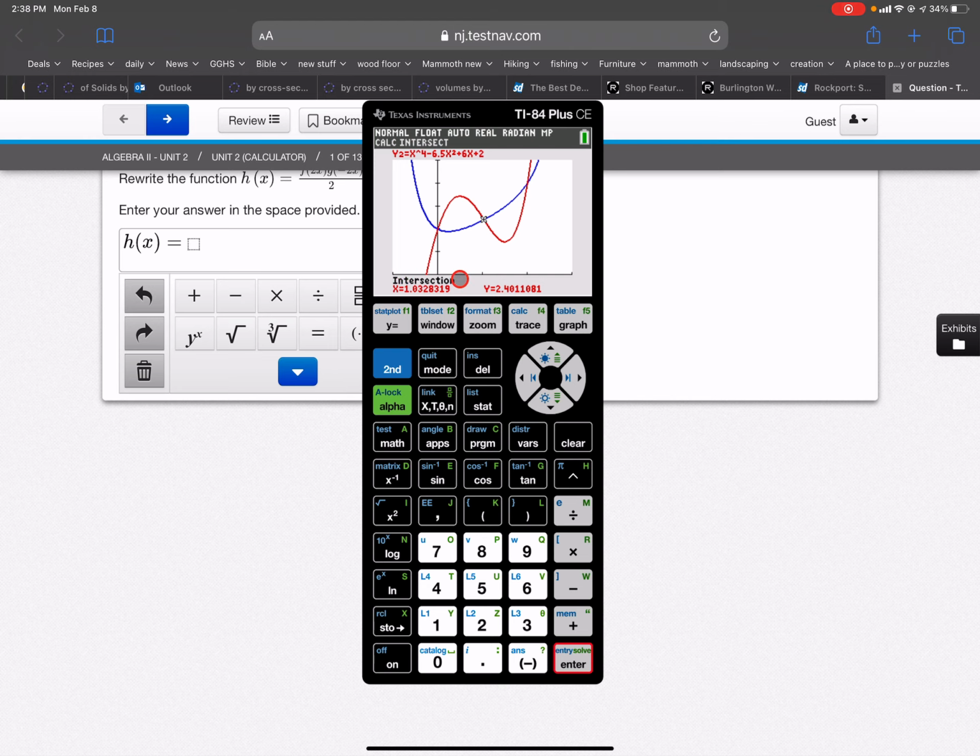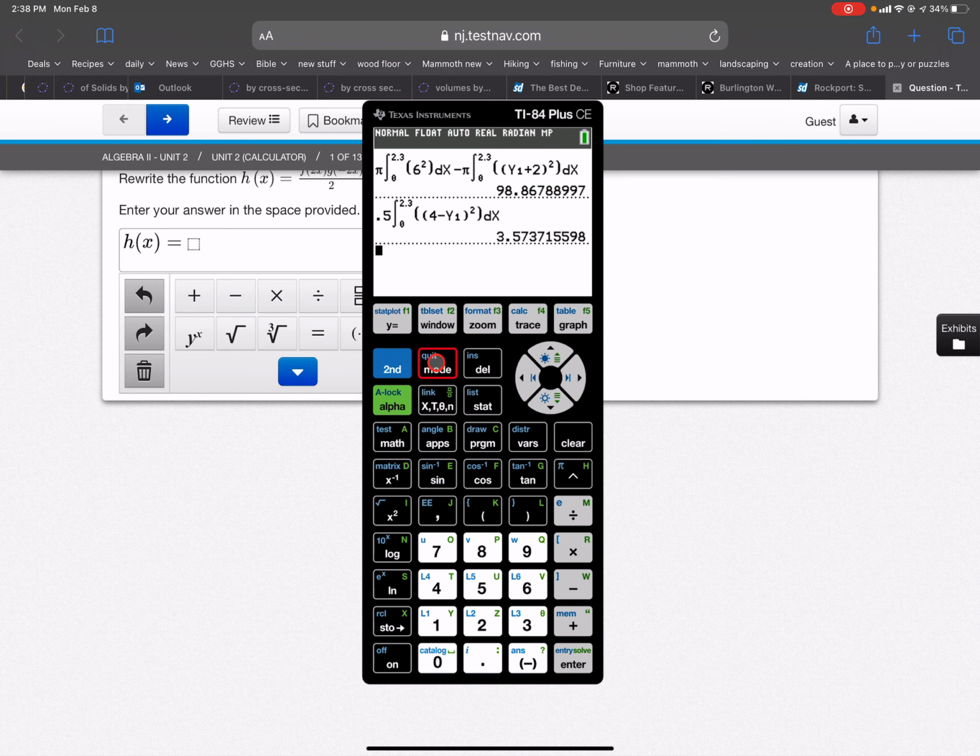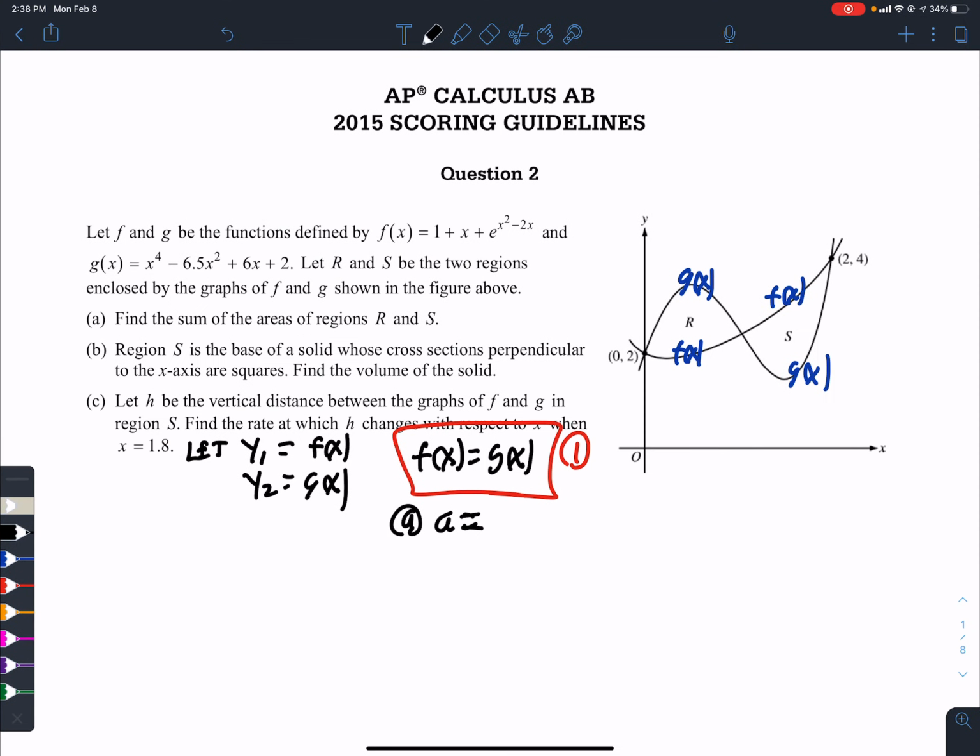So I'm going to save that as A. I'm going to the home screen and say take what's in X and store, not second, and store that for A. So now that's stored. I'm going to say A equals 1.032832. I would give you 1 point for finding the point of intersection.